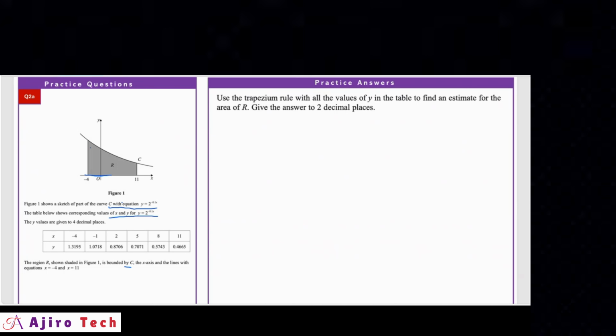So we have to use the trapezium rule with all the values of y in the table to find an estimate for the area of R. Give the answer to 2 decimal places. Okay, so we have to use the trapezium rule. It is an approximate or numerical method for solving questions relating to integration. It helps us get a very close approximate answer.